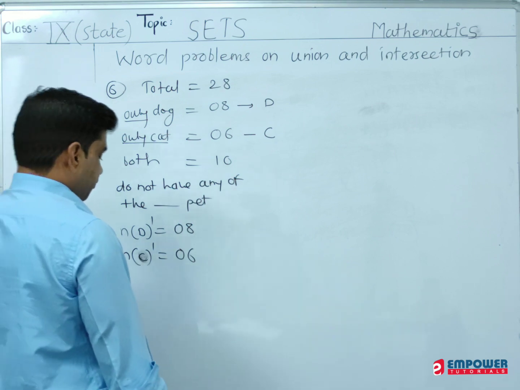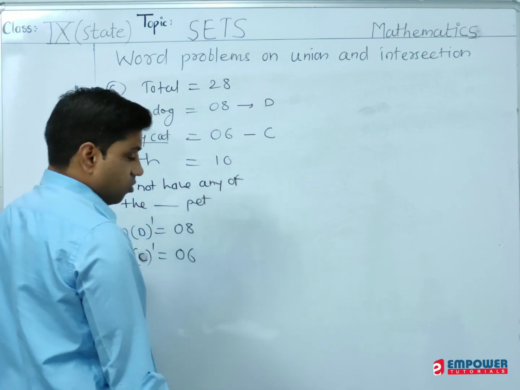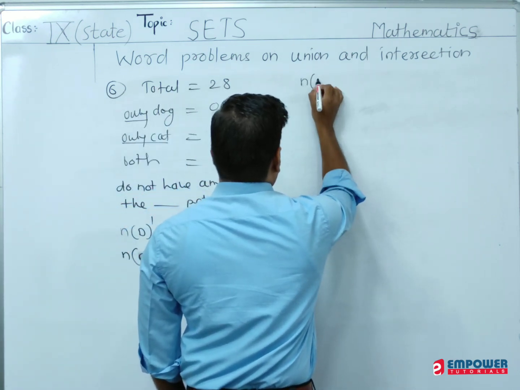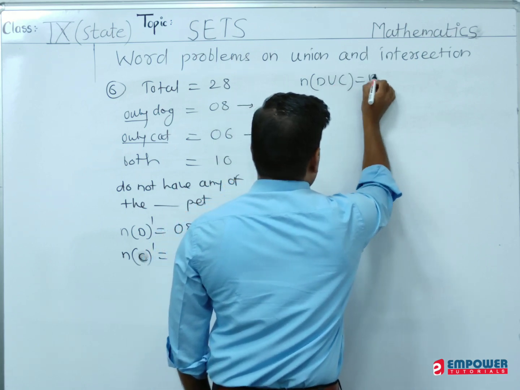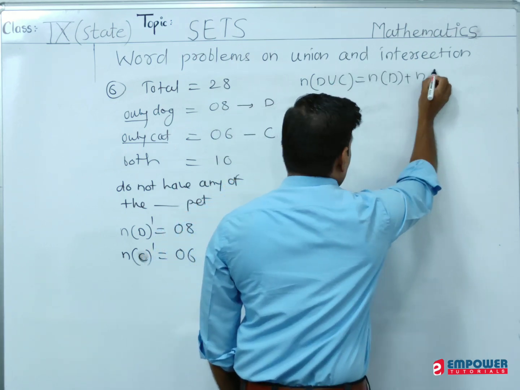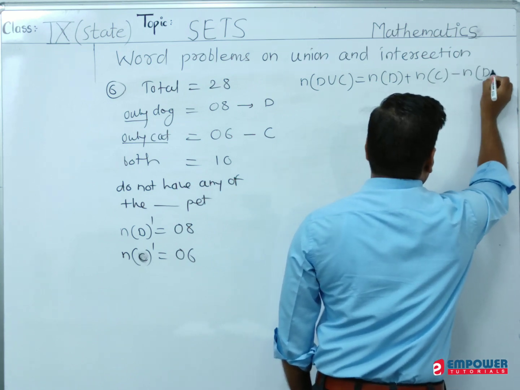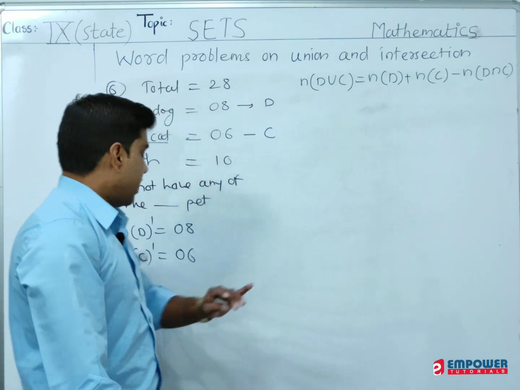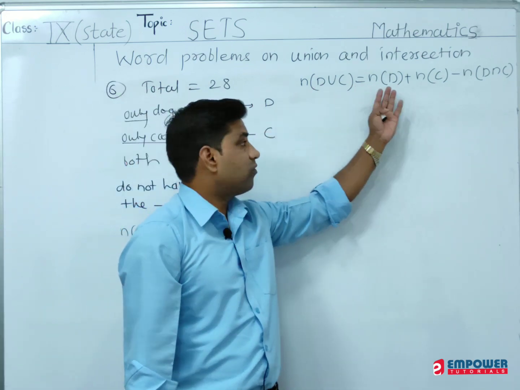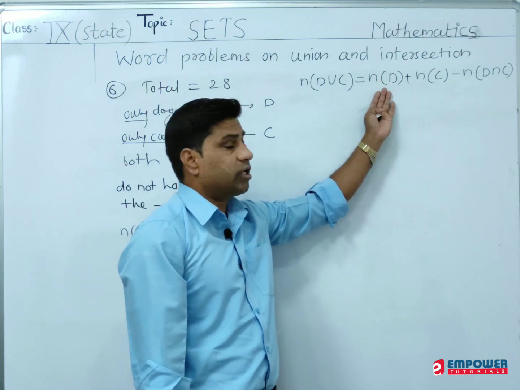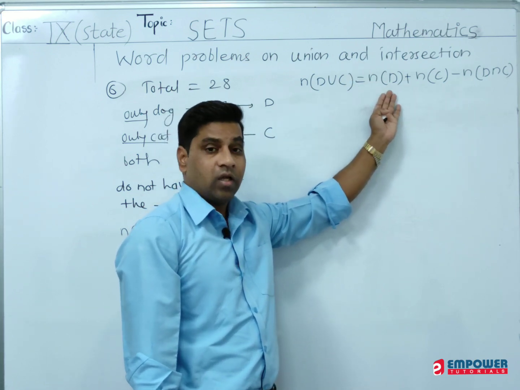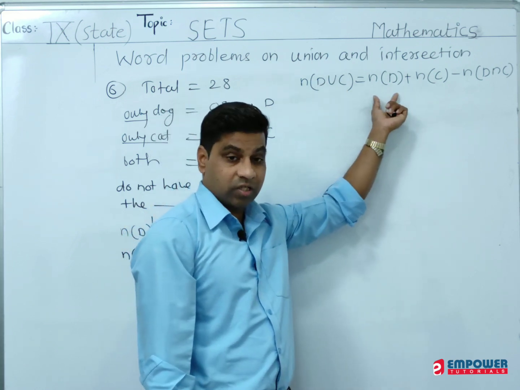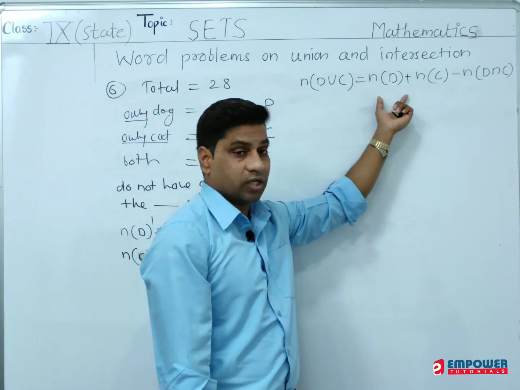Now, before using that formula, which formula? The expression that we have to use is this one: n of D union C is equal to n of D plus n of C minus n of D intersection C. So what I was telling you, this n of D is not given. Are you getting this? n of D and n of C mean the number of students who have a dog as a pet animal, and there are also common students.